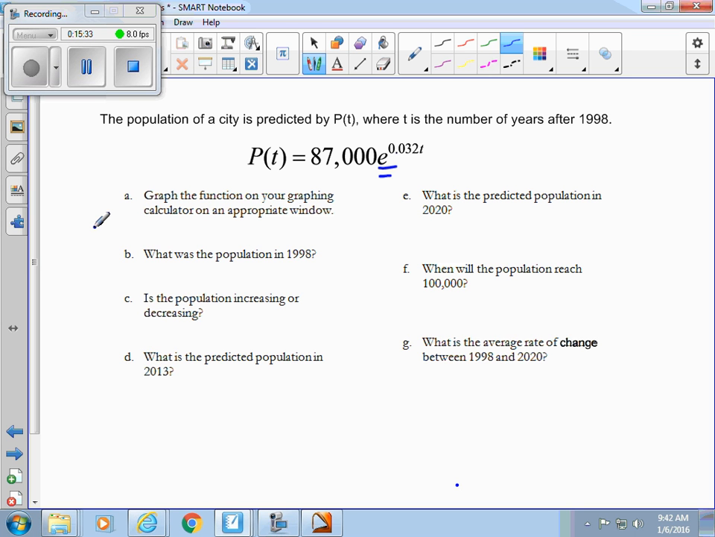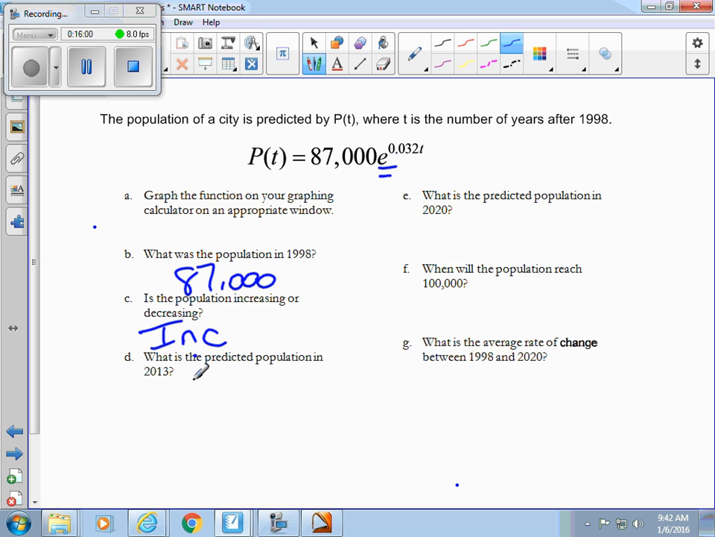Calculate the value at 0. It's 87,000. Does that make sense? Yeah. Because we knew that already. We could have answered that without a calculator. Okay. Is the population increasing or decreasing? Increasing. We could have answered that before we graphed it, couldn't we?